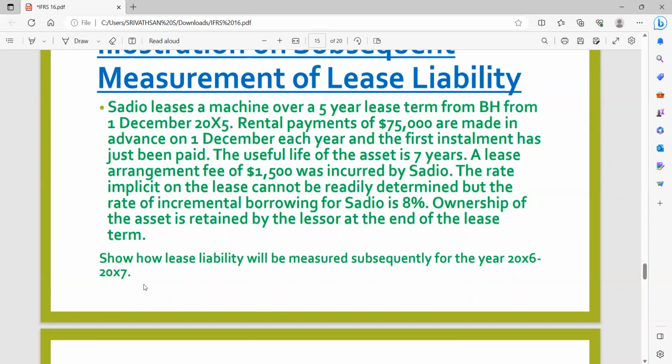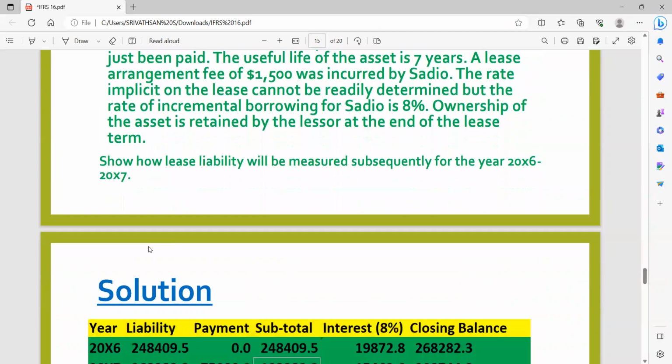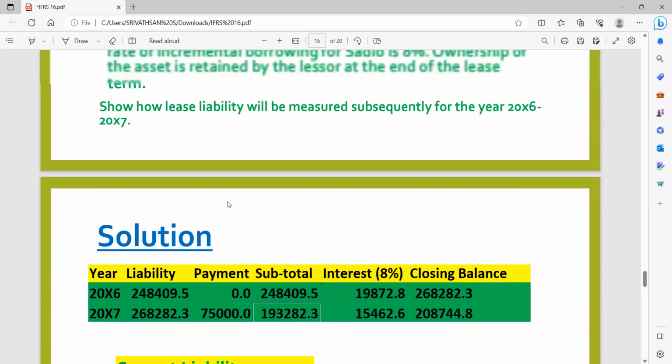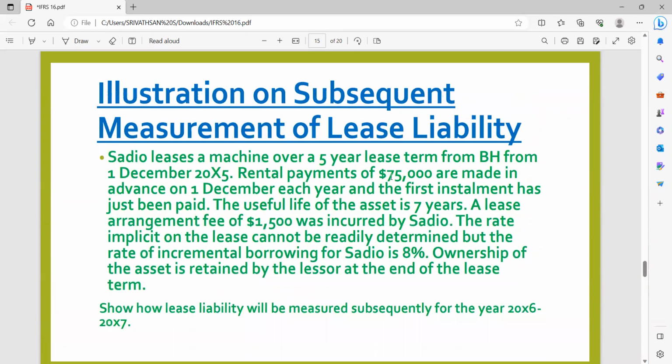So here they are asking us how we are going to measure the lease liability in the second year. Here is the solution. This is the first year, that is 1st December 2015 to 30th November 2016. The lease liability is 248,409.5, which is nothing but the amount that we calculated previously, and no payment is made in the first year because rental payments of 75,000 are made in advance on 1st December each year, and the first installment has just been paid.